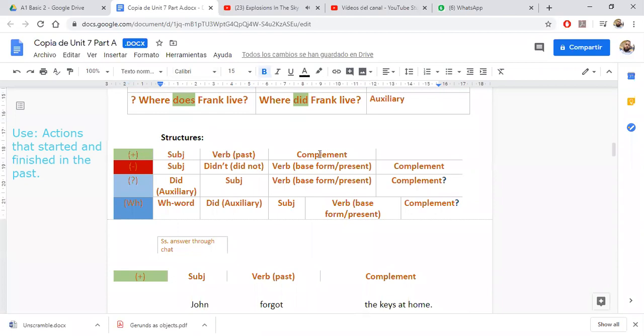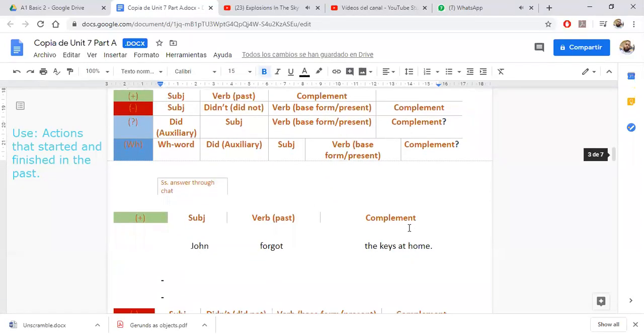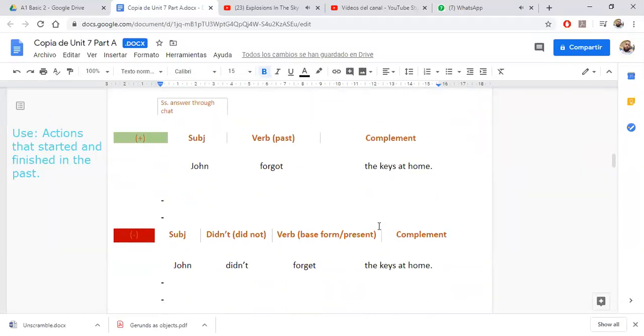In the affirmative, subject, verb, complement. In the negative, subject, didn't or did not, verb, and the complement. In questions, did, auxiliary, subject, the base form of the verb, and complement, and the WH word, the auxiliary, the subject, the base form, and the complement. So the simple structure that we have there. So in affirmative, John forgot the keys at home. So we have subject, verb, complement.